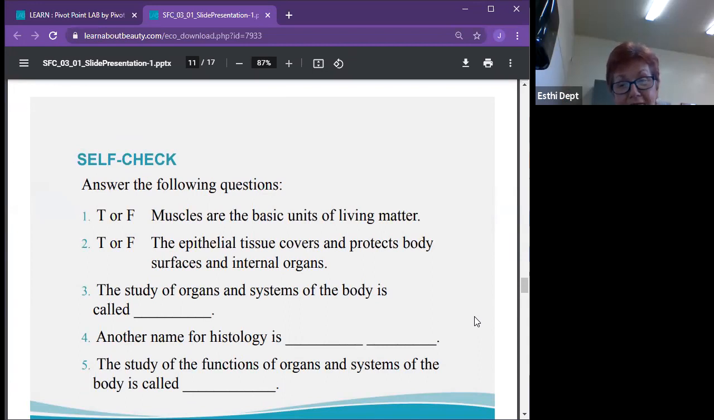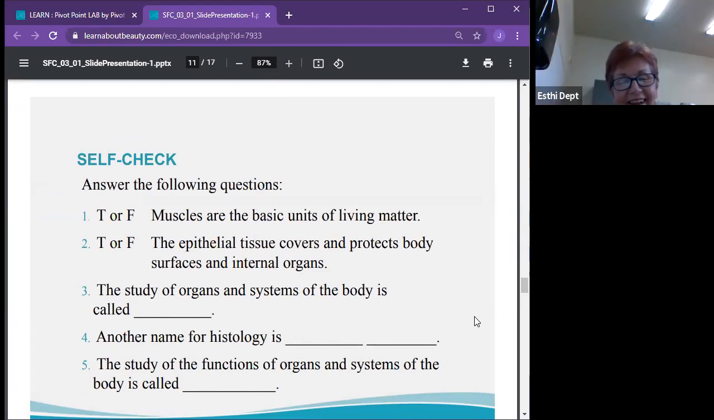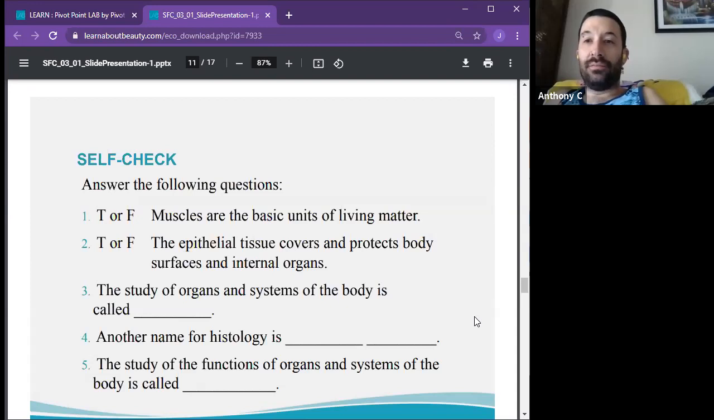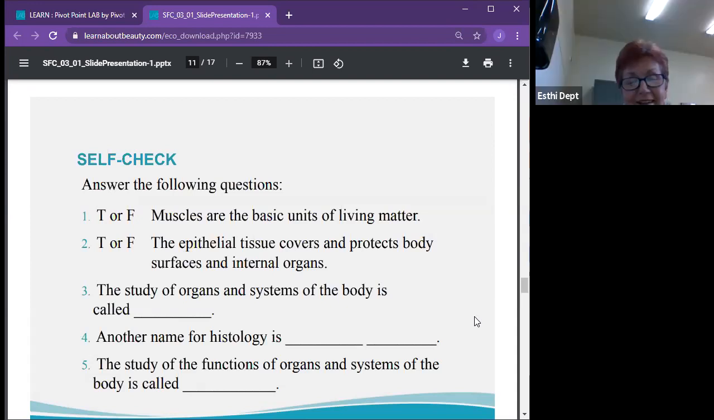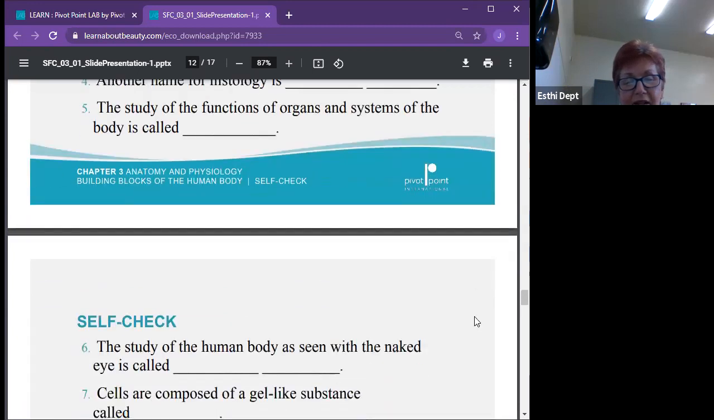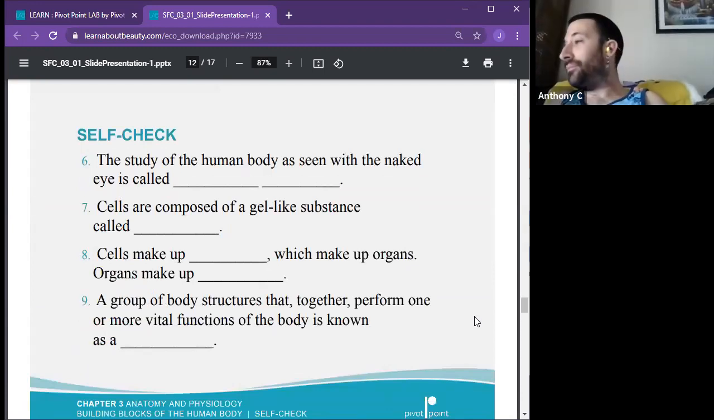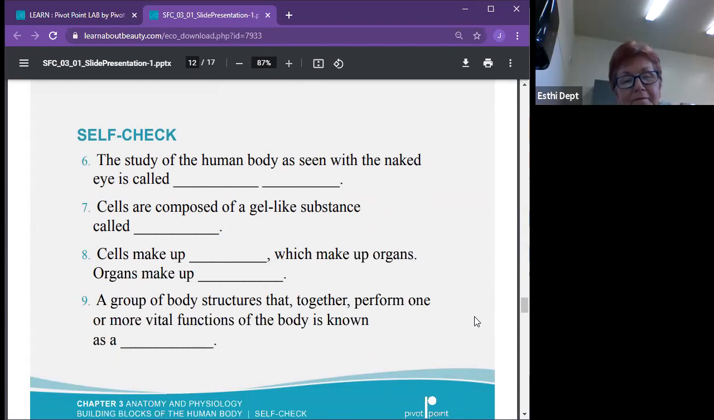Gave that one to you guys. Microscopic. Yeah, thank you. All right, and 5, the study of the functions of the organs and systems of the body is called physiology. Good. The study of the human body as seen with the naked eye is called gross anatomy. Remember what I told you? There you go.